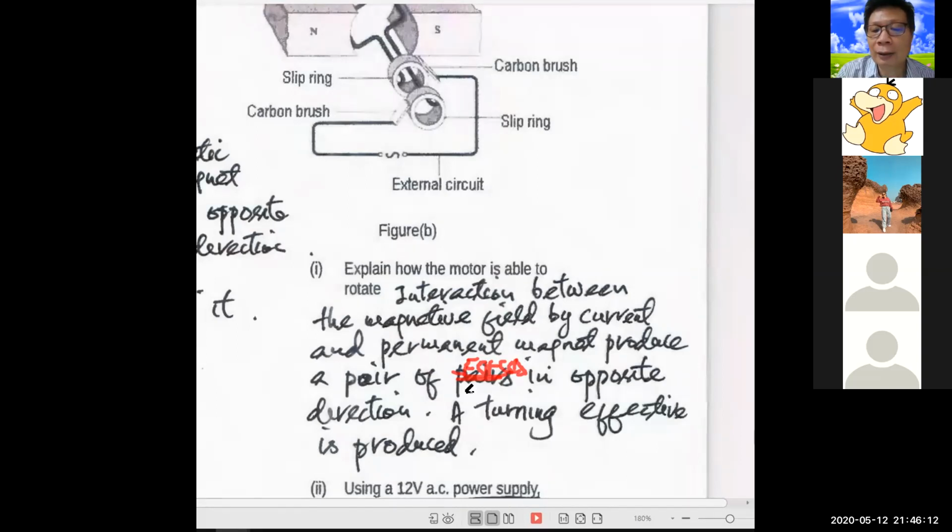I repeat again, this word here is forces. Interaction between the magnetic field of the current and the permanent magnet produce a pair of forces in opposite direction. Opposite direction, one goes up, one goes down. When a pair of forces act in opposite direction, you make something turn, no? So it's a turning effect, okay? Got it?